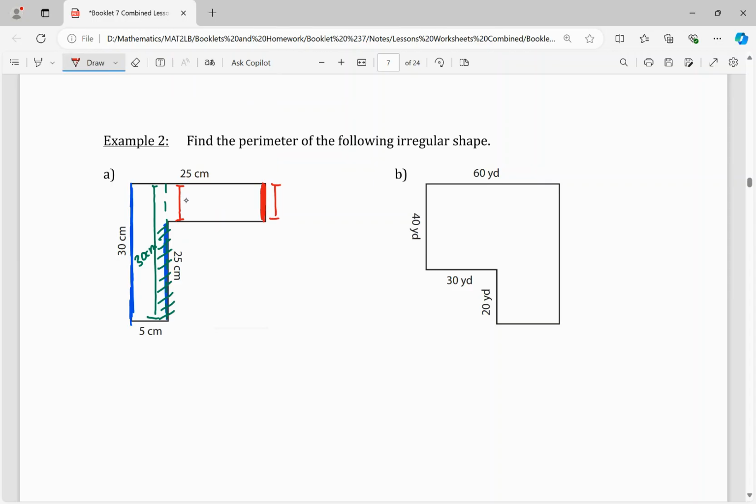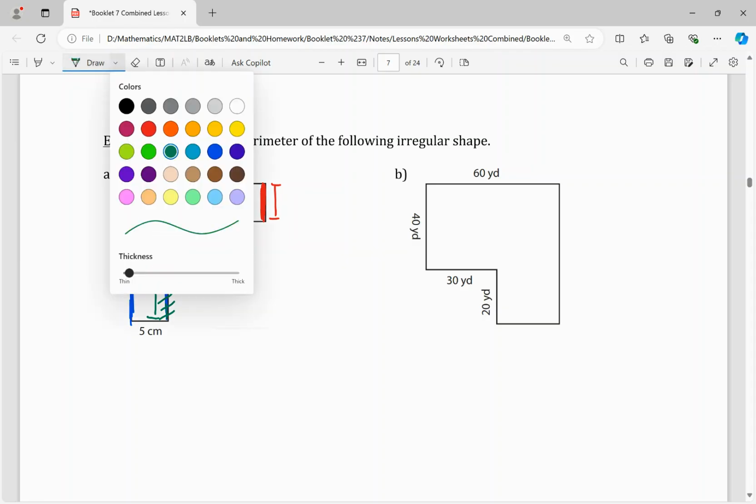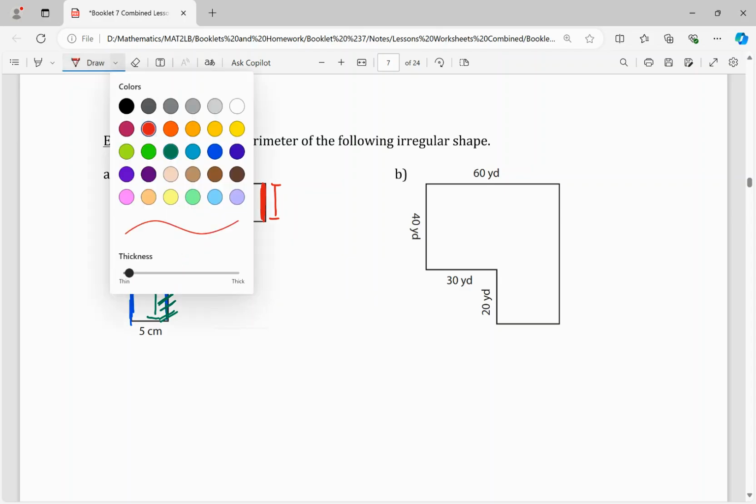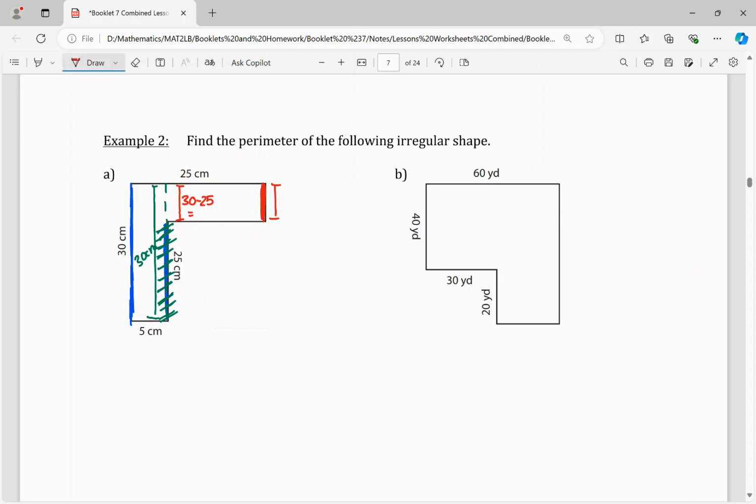So the idea is that we're going to take the 30 centimeters and we're going to subtract the 25 centimeters again that I crossed out in green. And 30 minus 25 is equal to 5 centimeters. Now, since both of these red lines are the same length, I can also conclude that this guy at the very end is 5 centimeters.